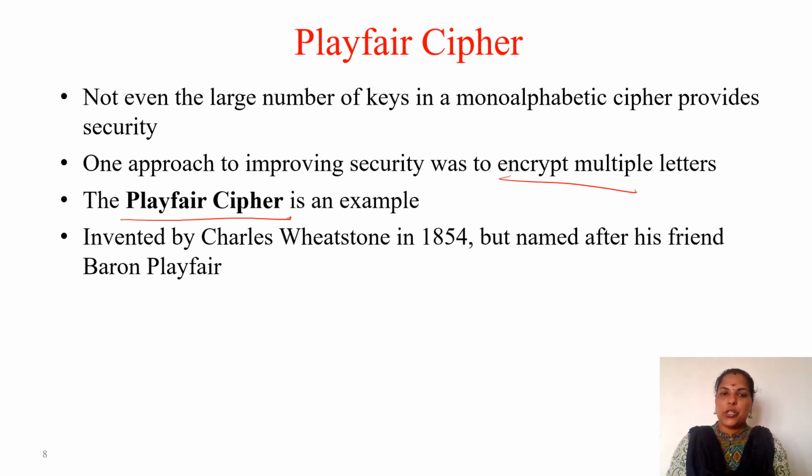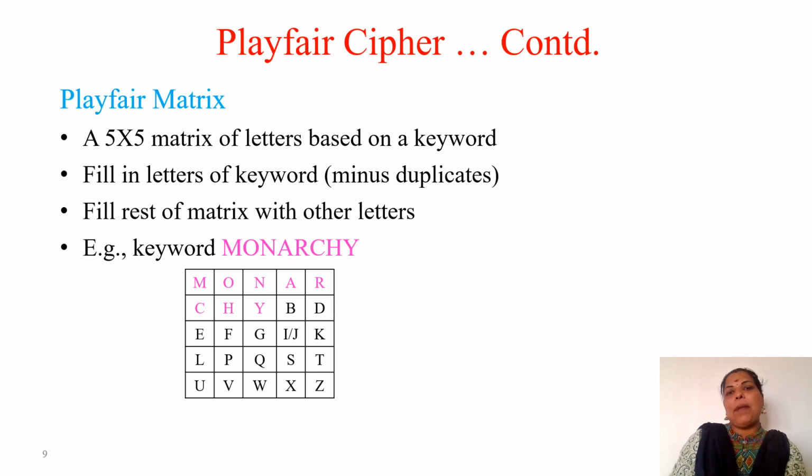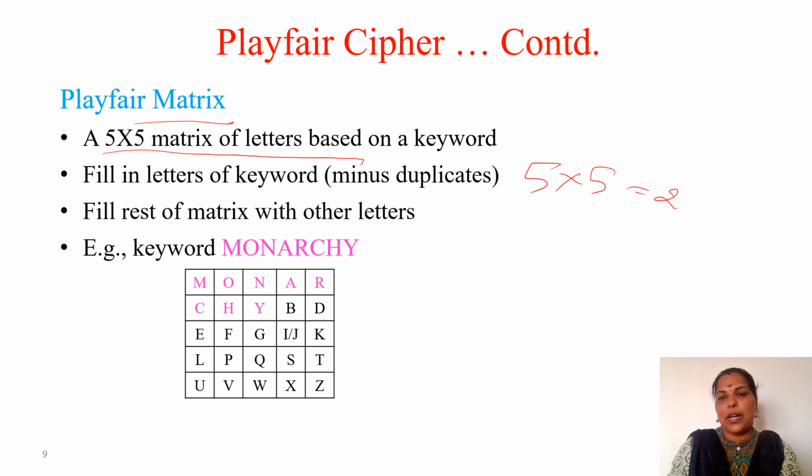It was invented by Charles Wheatstone in 1854, but he named it after his friend Baron Playfair, as the Playfair cipher. In the Playfair cipher, we have to construct a Playfair matrix. It is a 5 by 5 matrix of letters based on the keyword. 5 by 5 means we have only 25 cells, but we have 26 alphabets, so we have to merge I and J. Wherever I is coming, you put I slash J.